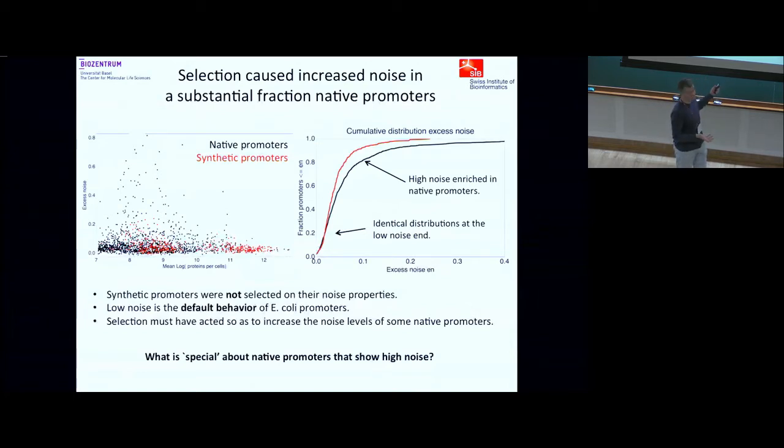And so these low noise levels is what you get by default if you just ask for random sequences that happen to express at this mean level. Okay? There was a question, yes.